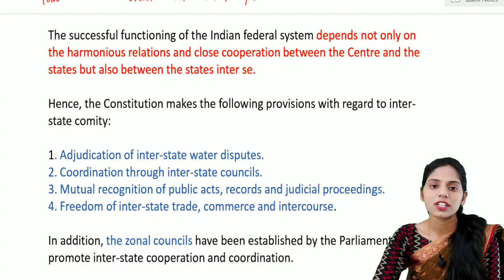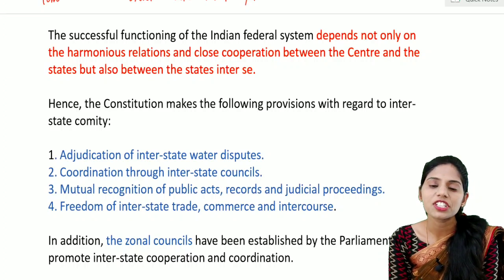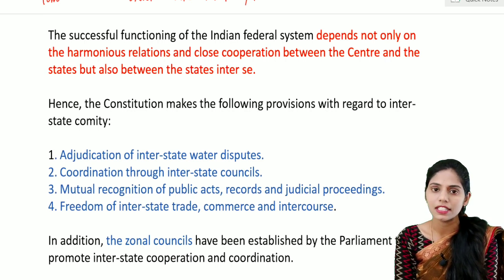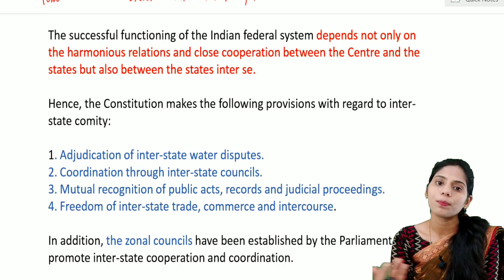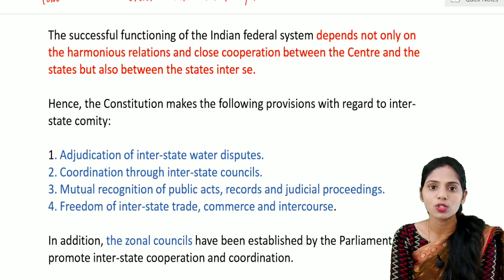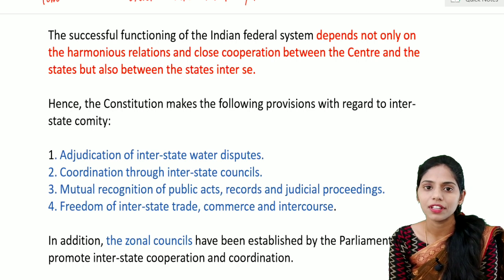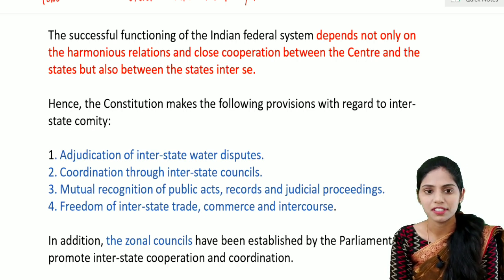So if you see the introduction regarding this interstate council, the introduction is here. The successful function of Indian federalism depends not only on center-state relations, but we also ensure proper coordination and close cooperation between the center, states and also the union territories. In this context, interstate relations are also very important, mainly for the successful functioning of the Indian federal system.